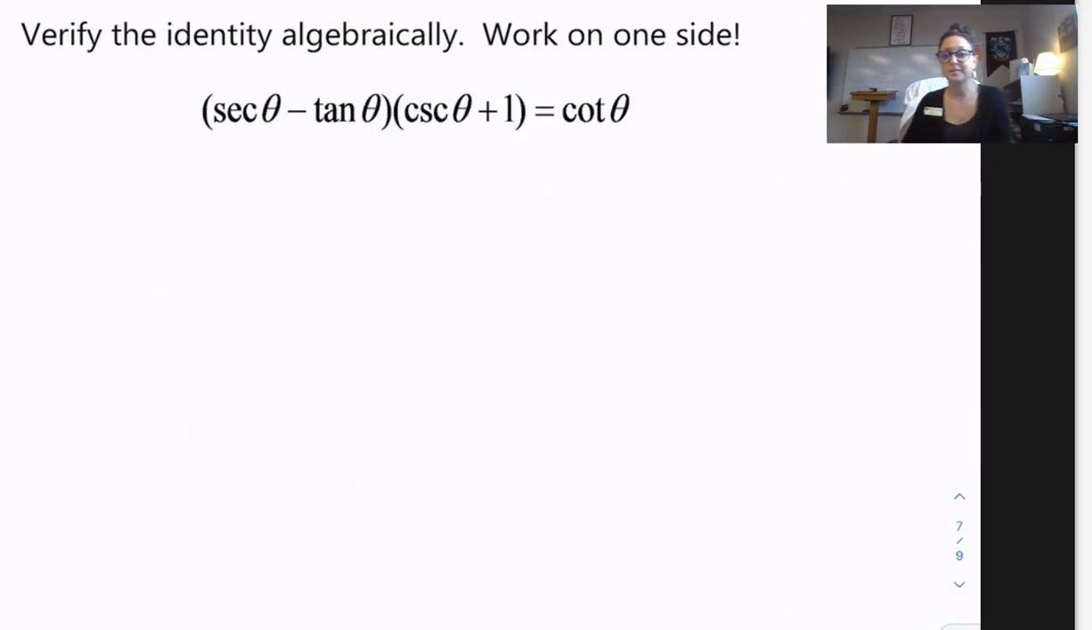All right, so I don't see any squares yet. I don't see a Pythagorean identity kind of blaring at me or anything. So first of all, what side do you want to work on? Let's go ahead and work on the left side.